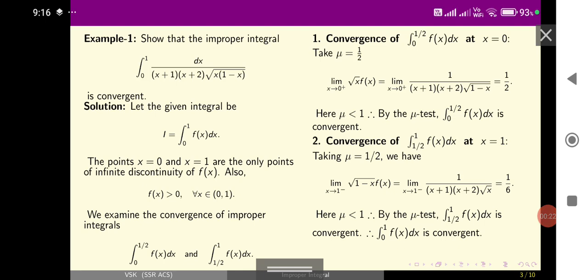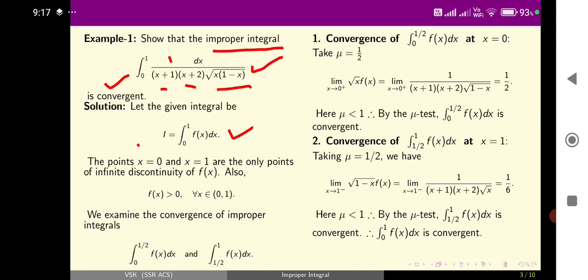Here we have to show that the improper integral from 0 to 1 of dx upon (x plus 1)(x plus 2) under root x(1 minus x) is convergent. That we have to show. So let us see the solution. Let the given integral be I is equal to the integral from 0 to 1 of f(x) dx. That is, we are supposing this integrand as f(x).